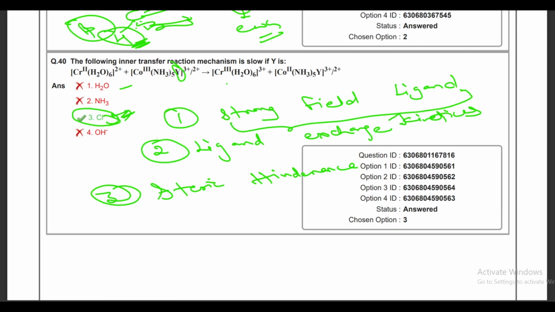And the last option is steric hindrance. Clear? You know that chloride is relatively small and can pack closely around the metal ion, potentially creating steric hindrance that further slows down the electron transfer process. So these three factors play a role in slowing down the inner sphere reaction mechanism.